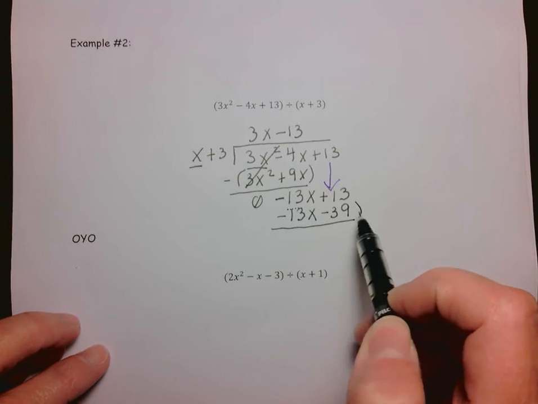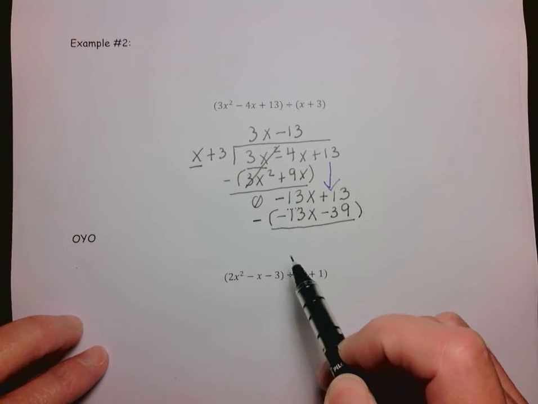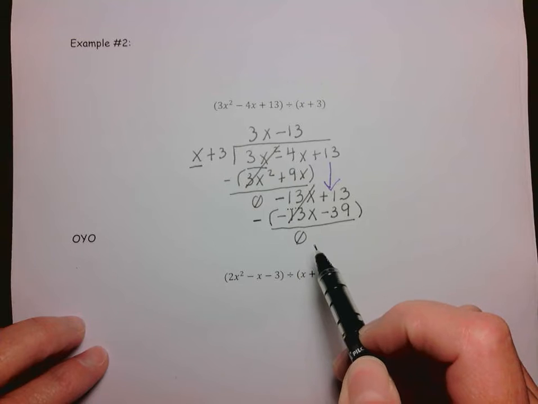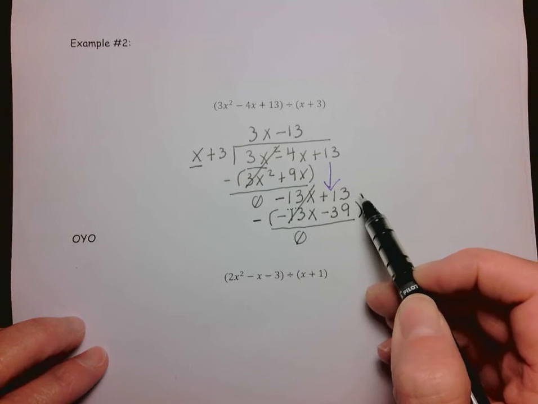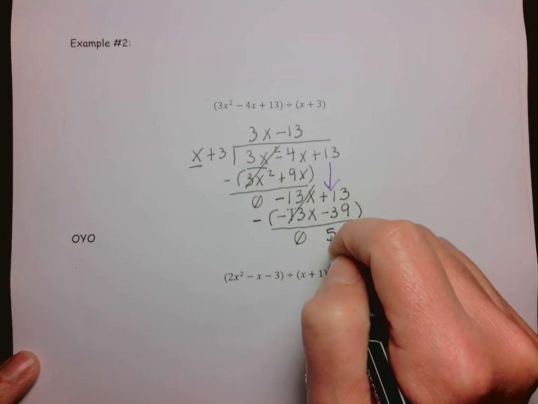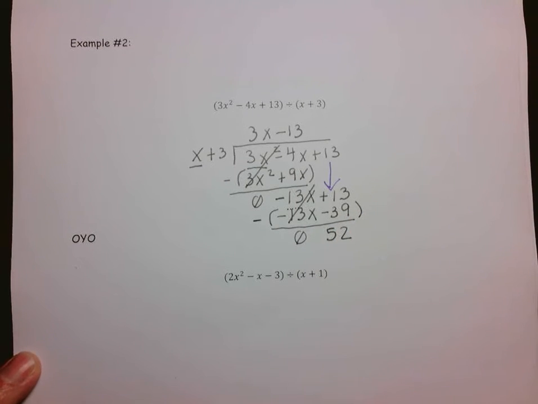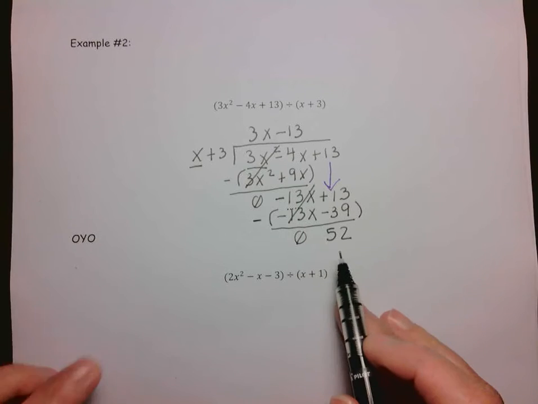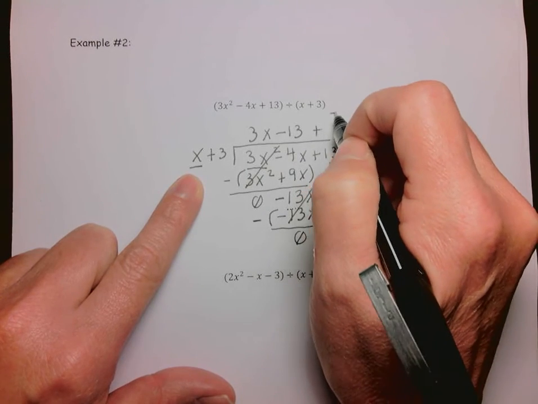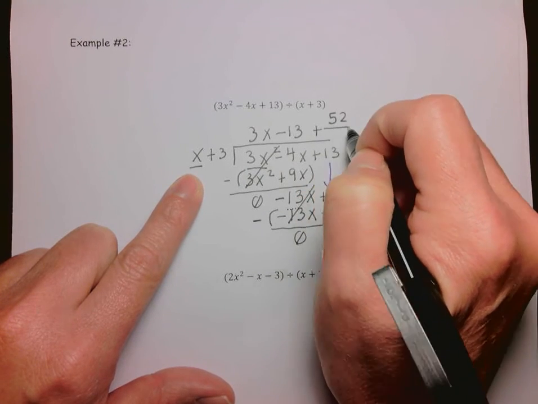Now what am I going to do? I'm going to subtract. Those will cancel out. That's what I'm trying to do. And then I have to say, what is 13 minus negative 39? 52. And now I'm done because I can't make x into 52 here. So that is actually going to be my remainder.